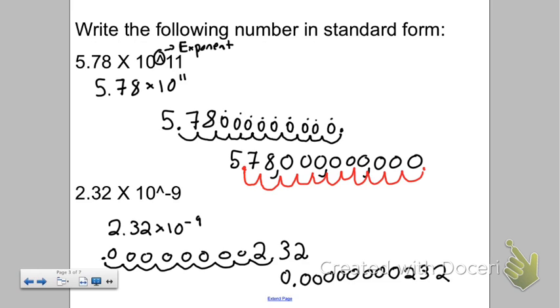And if I want to check my answer again, I can go ahead and do that. Since it's 10 to the negative 9th, if I move my decimal point 9 times, I should end up with 2.32. 1, 2, 3, 4, 5, 6, 7, 8, 9. I get 2.32, so my answer is correct.